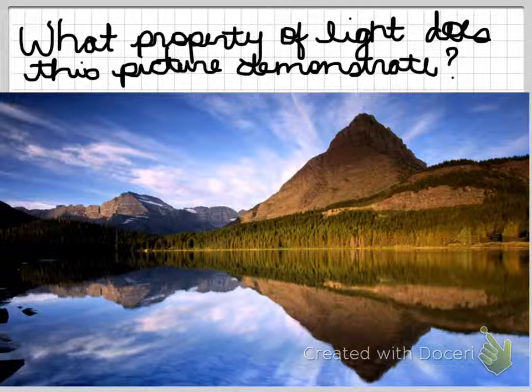So the first thing I'd like you to do is look at this picture as a group. It's a beautiful scenic picture of a lake and a mountain. What I would like you to do is pause the video and discuss with your group what property of light this picture is demonstrating. So pause and take about 1 minute to discuss with your group.